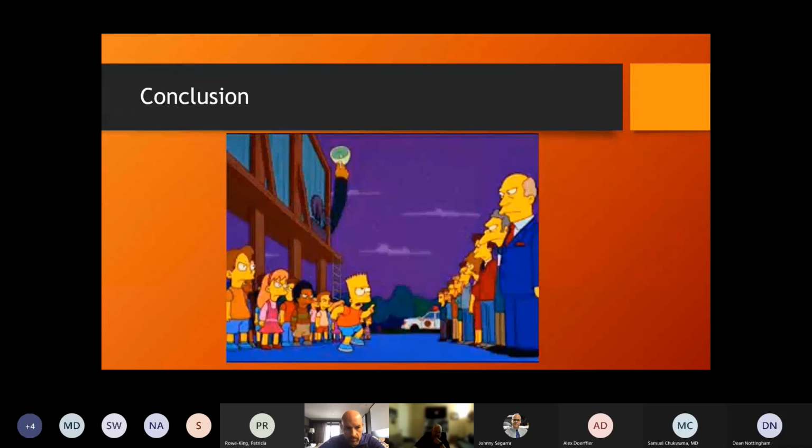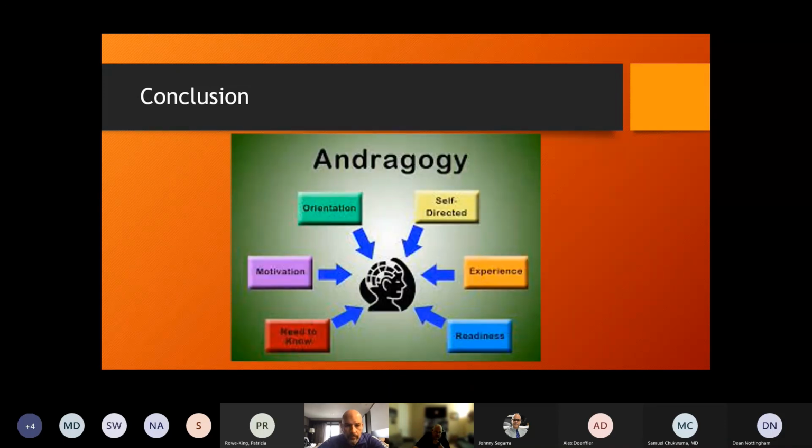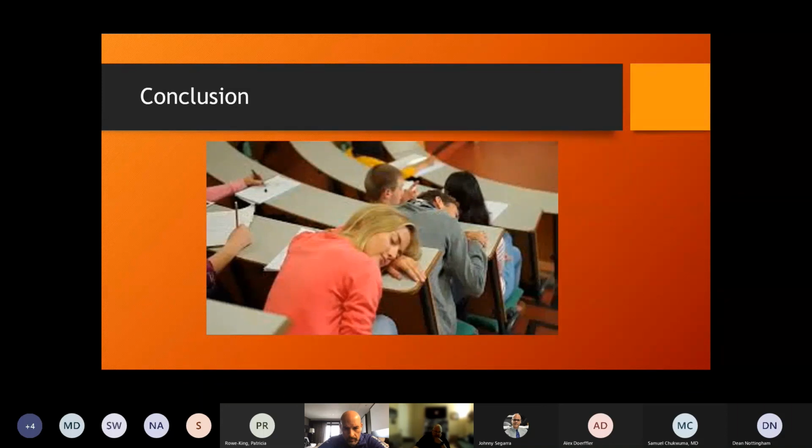So in conclusion, it's not just the kids' way versus the adults' way, but ideally blending the two styles together when possible. At the bedside, remember the importance of the adult learner, utilizing these principles of andragogy to best relate to our adult learning residents, and try to avoid looks like this during our didactic rounds and grand rounds, keeping our speakers engaged. And I hope as I go off my PowerPoint presentation, I look out and don't see any faces like this.